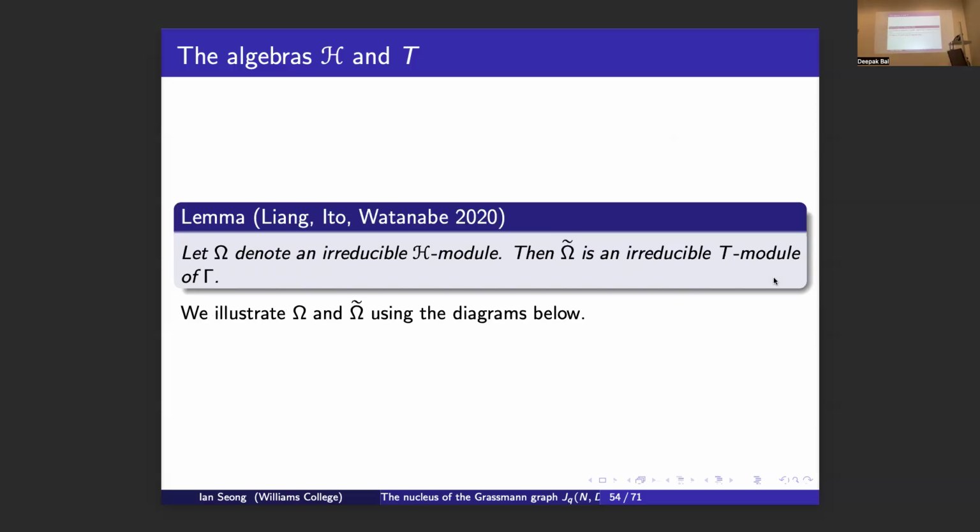Okay, the lemma by Liang, Ito, and Watanabe in 2020 says that if omega is an irreducible H module, then omega tilde is an irreducible T module of the Grassmann graph gamma. Okay, and here we have the diagrams.